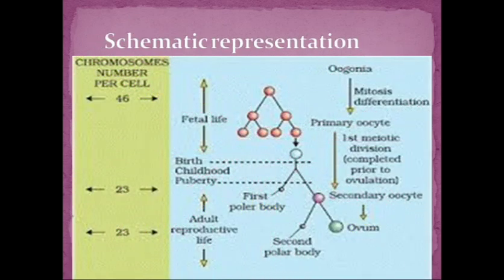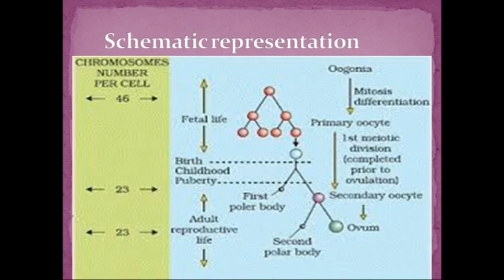Now let's see the schematic representation of oogenesis. Just as we have studied in spermatogenesis, here also in oogenesis the division will be the same. That is, in the beginning the oogonia undergo a number of mitotic divisions, resulting in the formation of a number of oogonia. This takes place within the fetal ovary. After that, the next is what? The beginning of the first meiotic division.